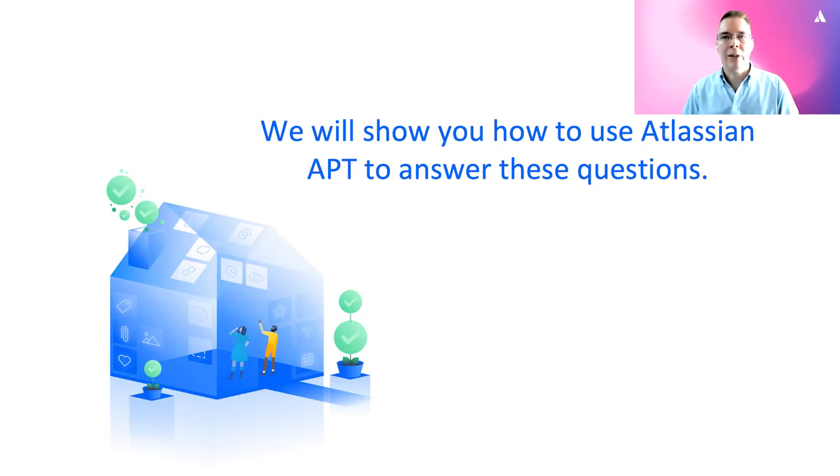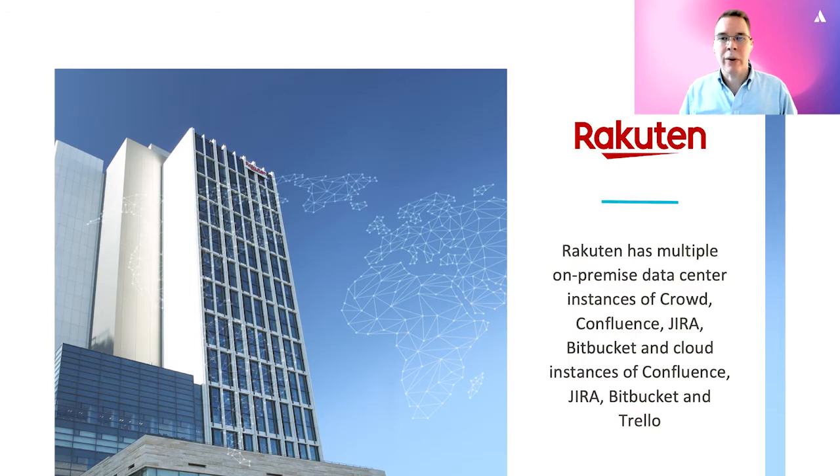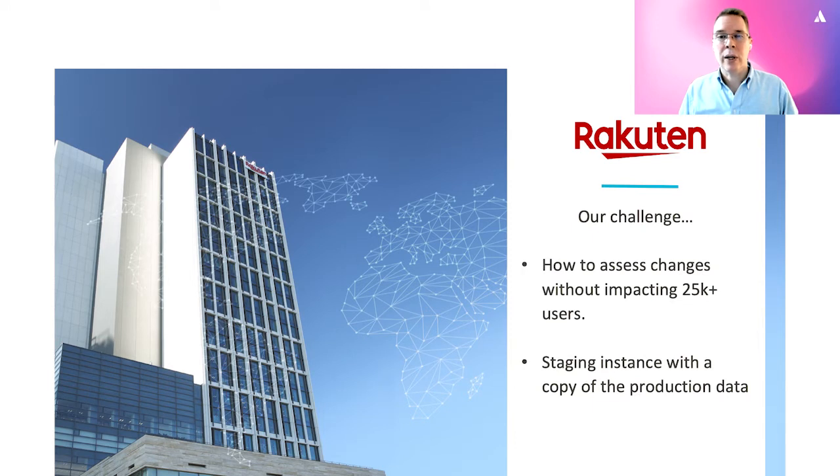in your environment. Let me give you a little background on Rakuten's products and configurations. We have many on-premise instances, and our Confluence is one of the largest in the world. Our challenge was, how do we assess changes in configurations, addition of plugins, and software upgrades without just implementing the change in production and see what happens? So what is the best way to test configuration changes?